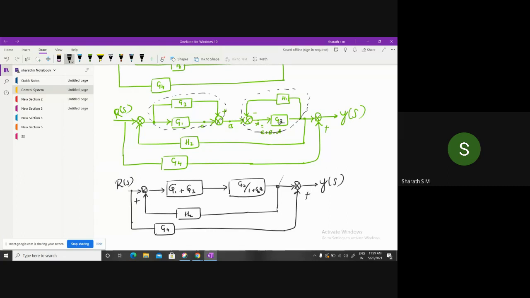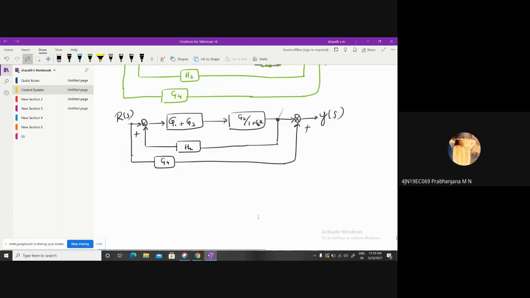So what about the next equation? Both are in series, so make it a product. I'm going to choose that as a temporary variable x. So these two are in a product format. x is equal to G1 plus G3 into G2 divided by 1 plus G2 H1. With this, x divided by 1 minus x into H2.